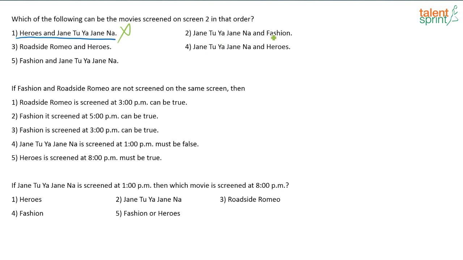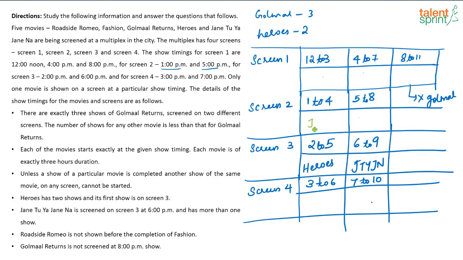Next one. Jaane Tu Ya Jaane Na and Fashion. Okay, is this possible? Let us see. Here they are saying Jaane Tu Ya Jaane Na and this is Fashion. So, if this was the case, this is Jaane Tu Ya Jaane Na, this is Fashion. See, it is given here Roadside Romeo is not shown before the completion of Fashion. So, where should Roadside Romeo come? Fashion is going till 8 o'clock, right? Only after that Roadside Romeo should come. So, Roadside Romeo has to be here.